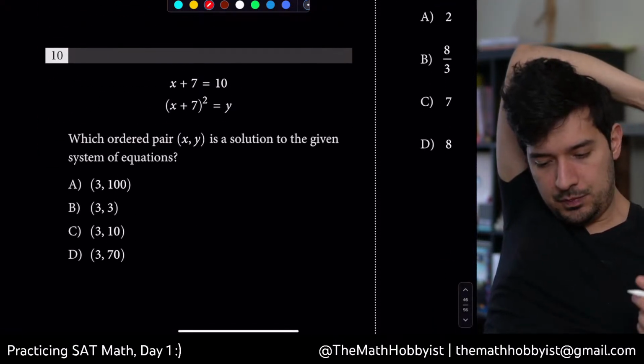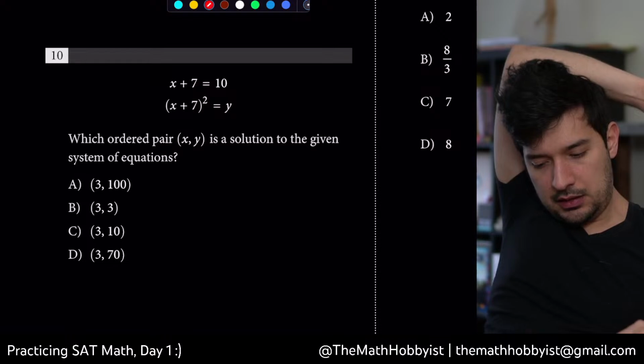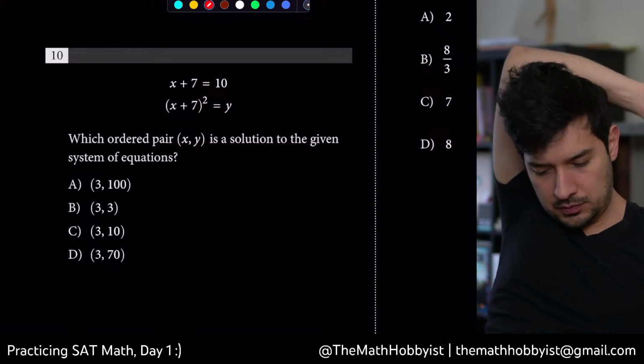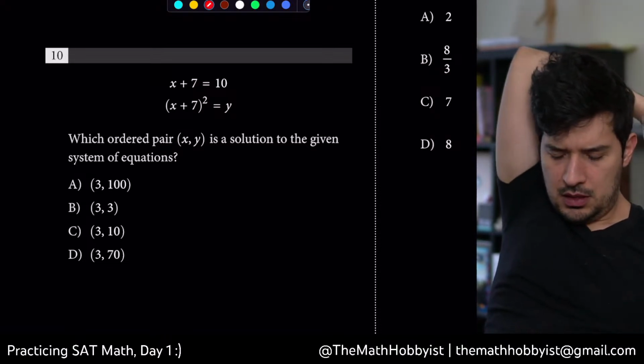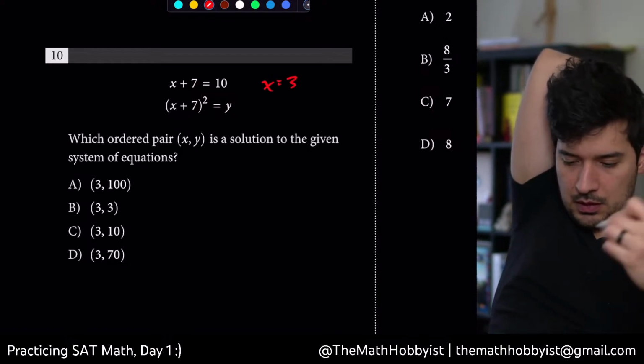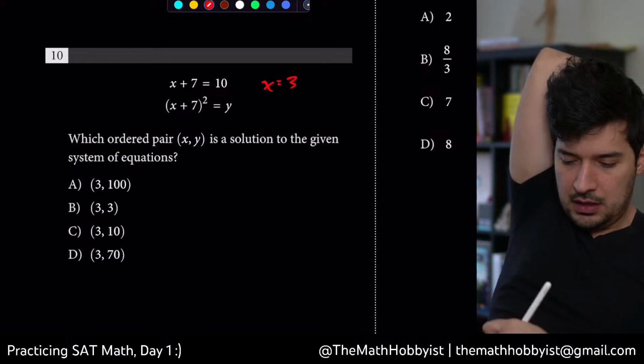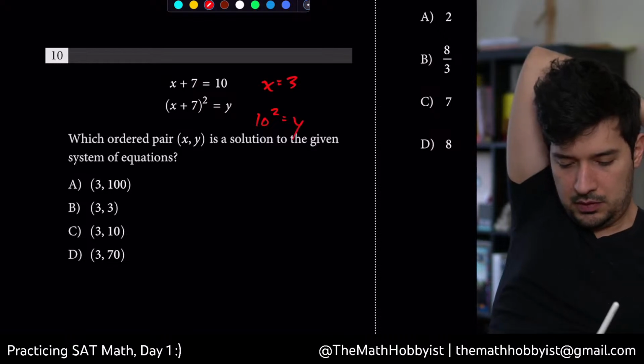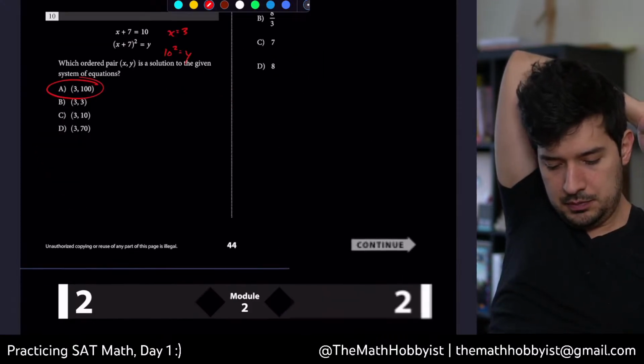An ordered pair, that's a solution. Well, x has to be 3, we see. And all the answers are that. And then 10 squared equals y, so 3, 100.